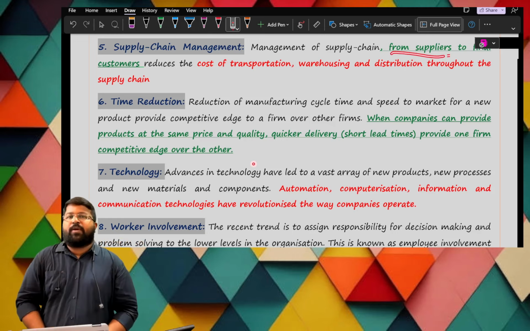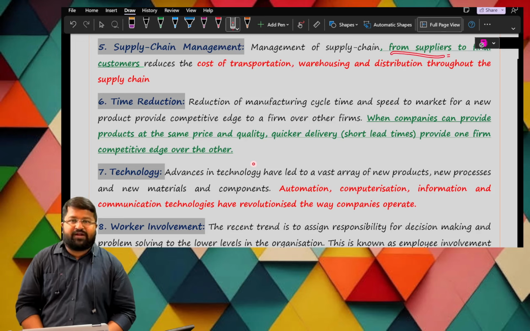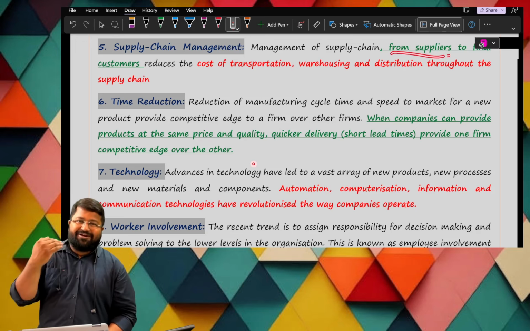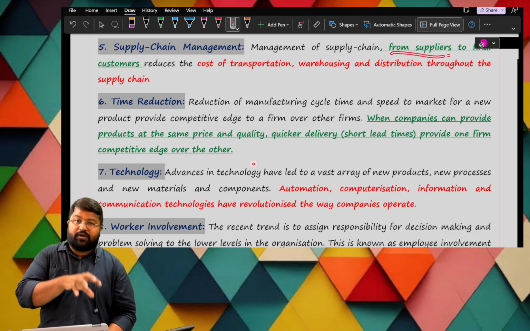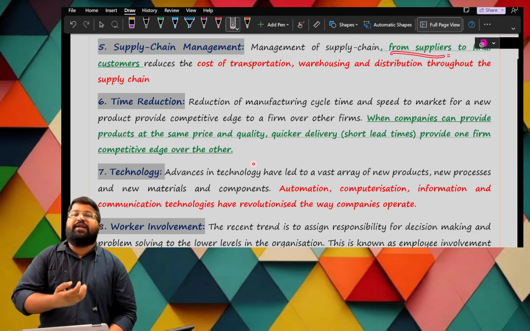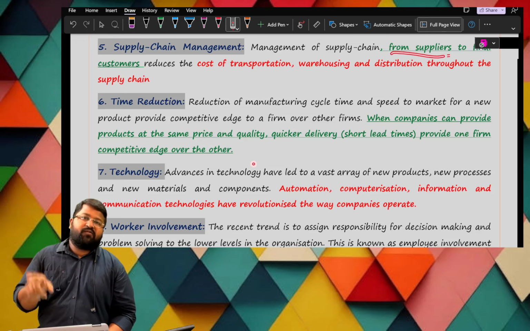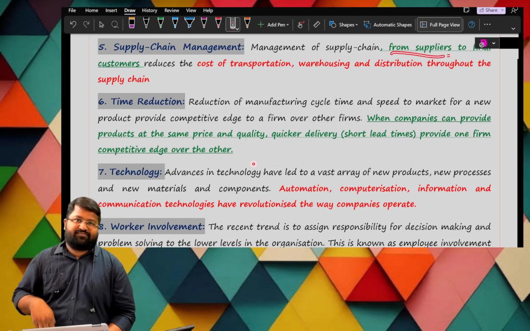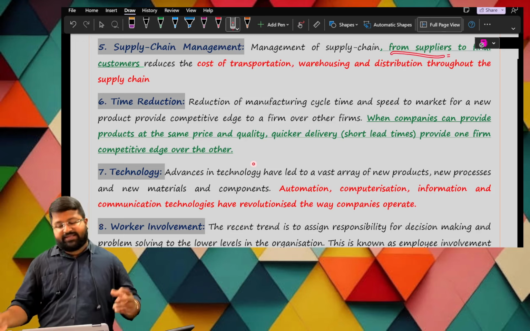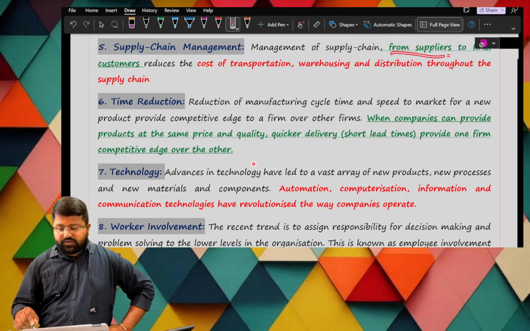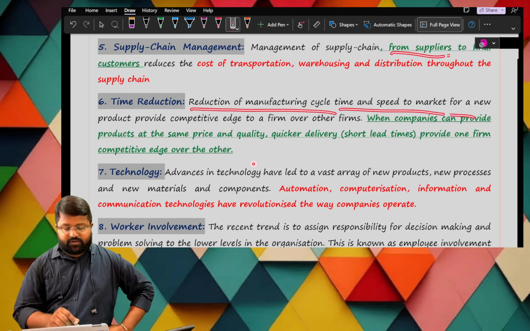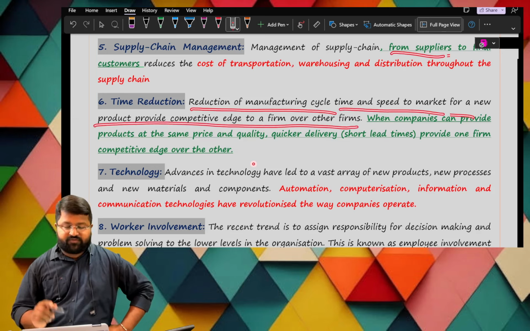Okay. For example, Zomato, Swiggy, and all that. Initially, if you wanted food, we had to get ready, go to the restaurant, go to a good restaurant, then order food and eat. But nowadays, with one click, Zomato gets the food near to you. That is time reduction. So reduction in manufacturing cycle time and speed to market of new products provide competitive advantage from our homes.